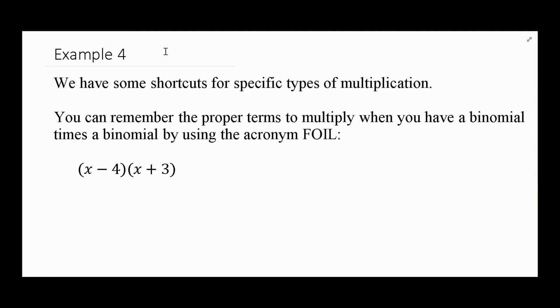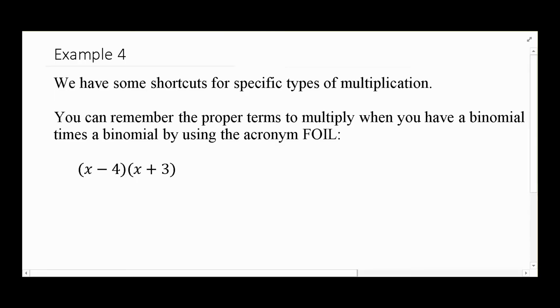It's just a way to remember which specific things get multiplied together, and it's a very specific instance of multiplying a binomial times a binomial. So a binomial, remember, is a two-term polynomial. So if you have two terms times two terms, this acronym FOIL just reminds you which things to multiply together. You could always organize it in a different way if you prefer. FOIL is just one way to organize this.